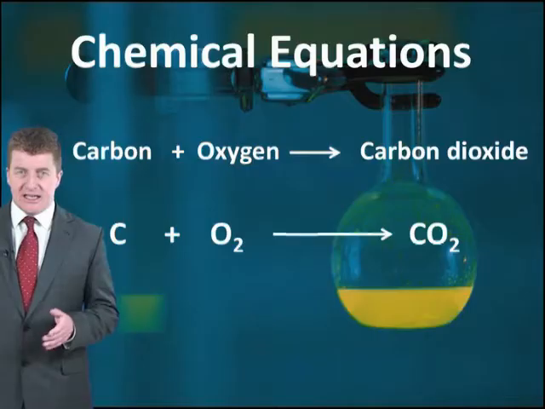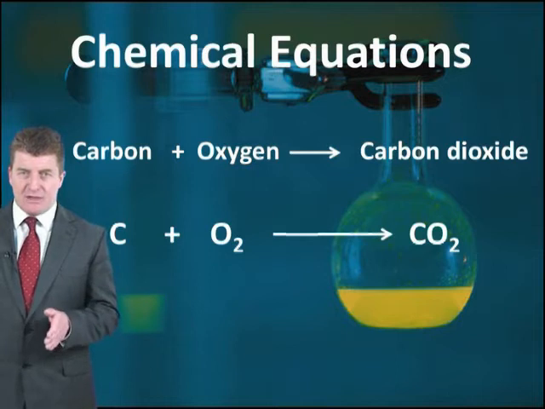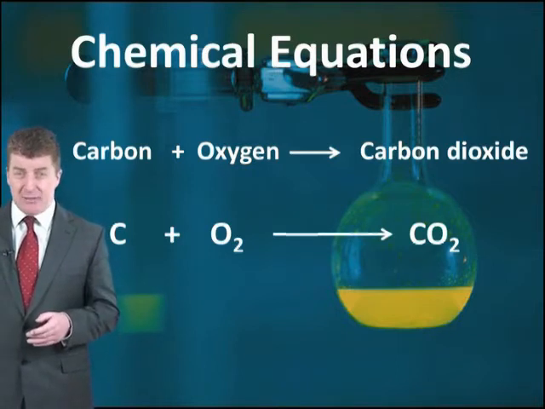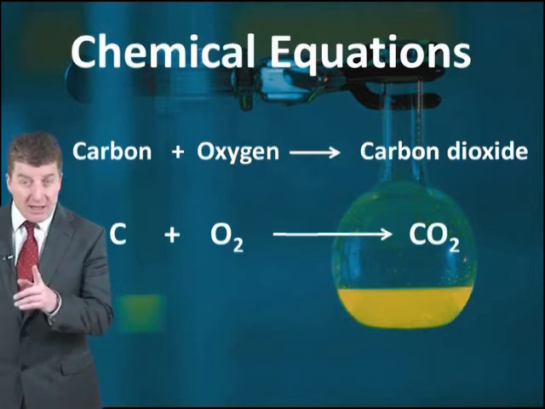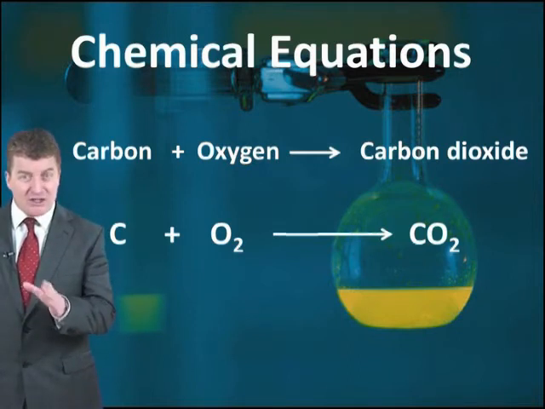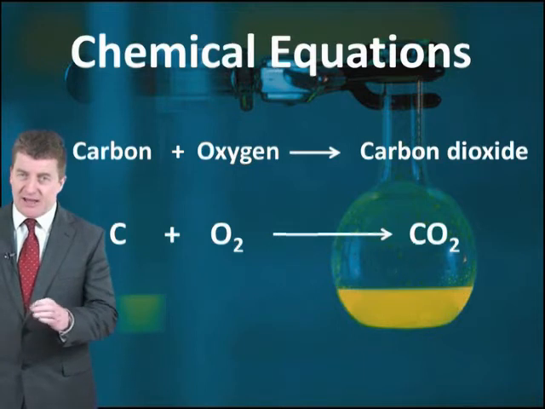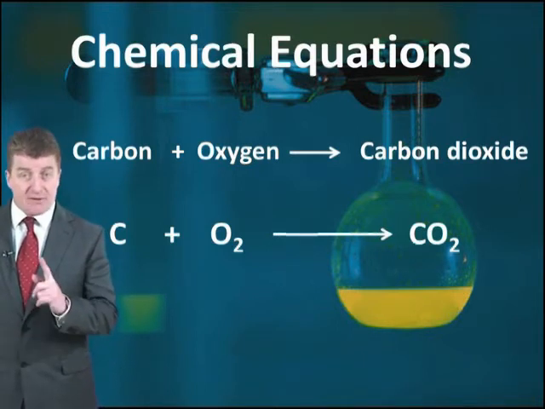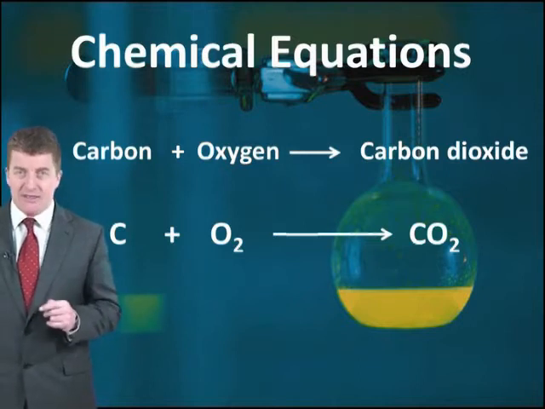Let's look at this one here. Carbon and oxygen. C plus O2 give you CO2. What does this tell you? Well, it tells you that one molecule of carbon combines with one molecule of oxygen, which has 2 oxygen atoms. Don't forget it's a molecule of oxygen, but it's got 2 oxygen atoms to form one molecule of carbon dioxide.